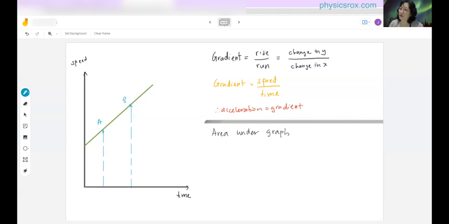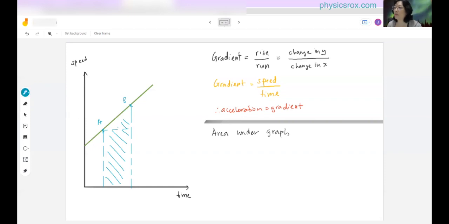Then, for the area under the graph, you draw a straight line from the two points down to the x-axis. Then you calculate the area under the graph. You see the shape here, this is a parallelogram, right? So you count the area of the parallelogram. Or another way is you can count the area of the triangle plus the area of the rectangle. It doesn't matter. You'll get the same answer.